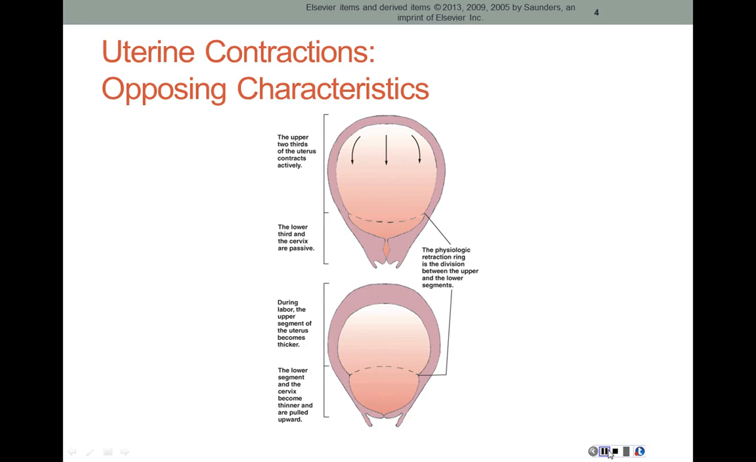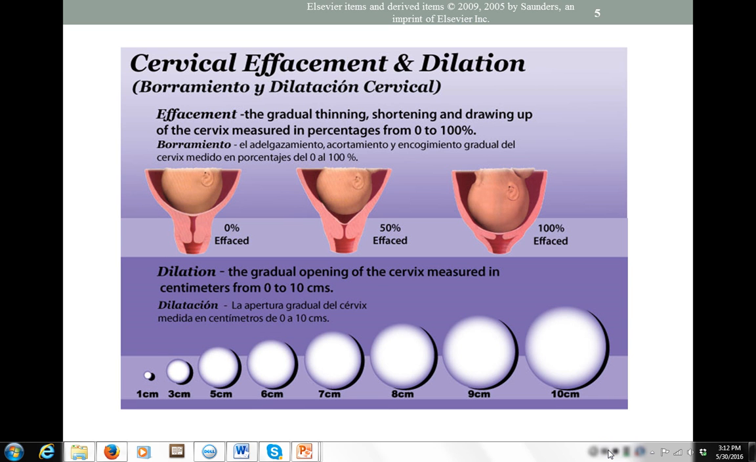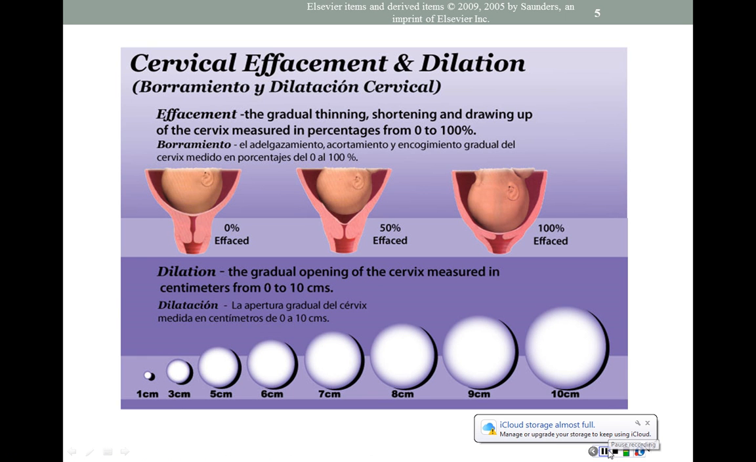Okay, this slide right here is really just to describe the difference between cervical dilation and effacement. Looking at the top, effacement is the gradual thinning, shortening, and drawing up of the cervix, and it's measured in percentages from 0 to 100. In the first picture, you see the cervix is in its normal place. We have the internal os and the external os, and so no effacement has occurred.